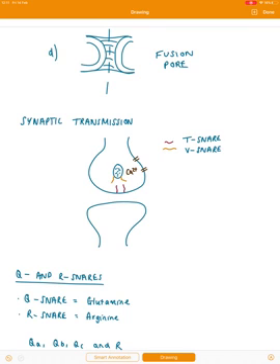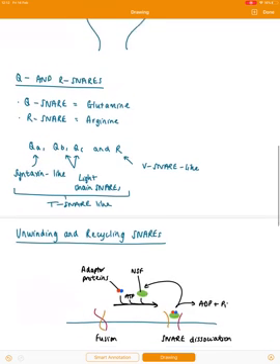So just to be clear here, synaptotagmin on the vesicle containing the neurotransmitter that needs to be exocytosed binds to syntaxin, which is a T-SNARE, on the target membrane, whereas synaptobrevin is a V-SNARE on the vesicle, which binds SNAP25 on the target membrane. And again, this allows the docking of the vesicle to the presynaptic membrane.